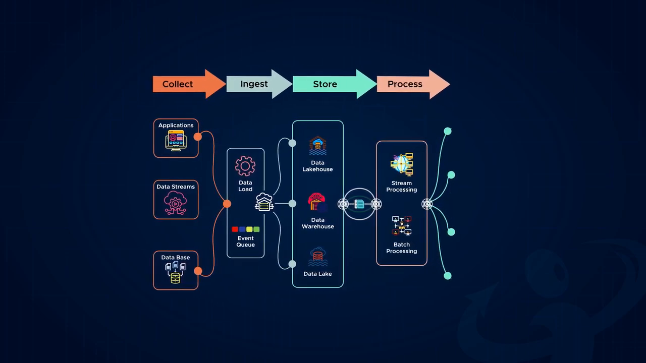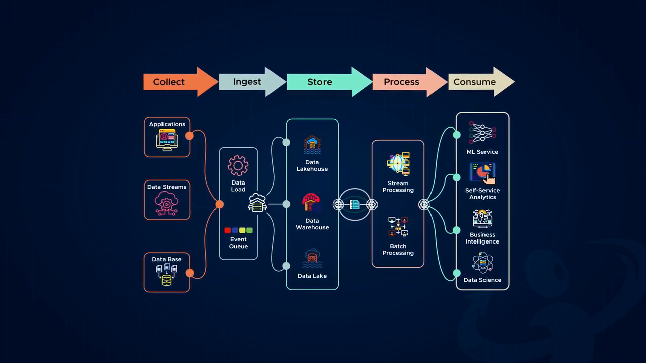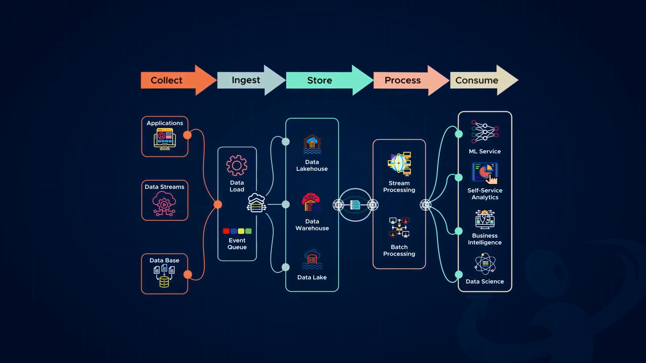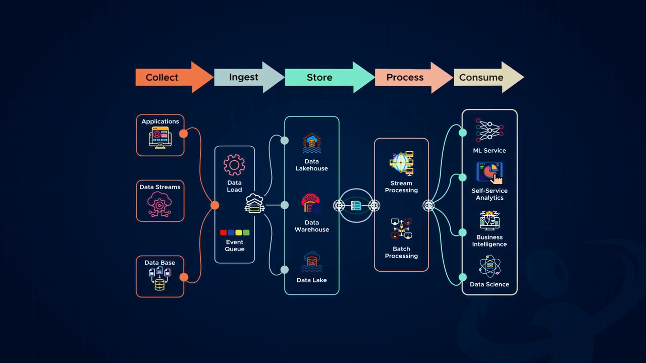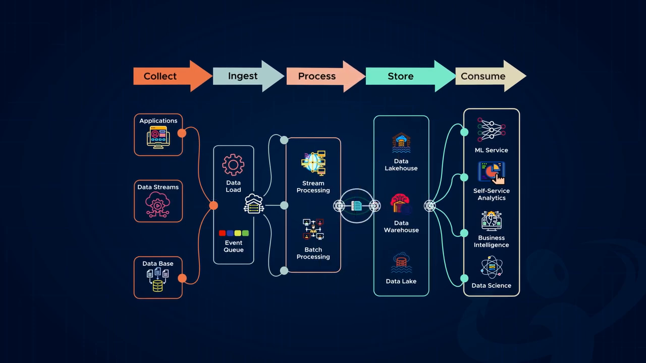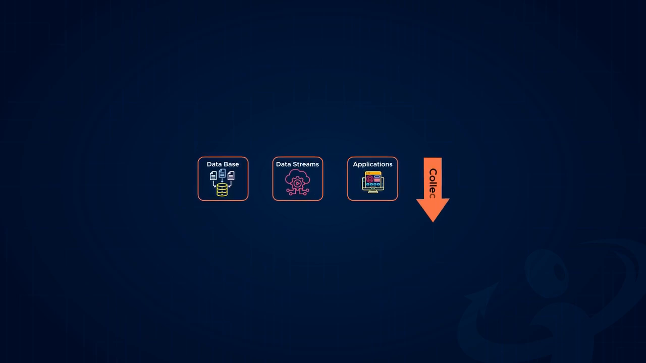The core stages of a data pipeline. A data pipeline typically consists of 5 key stages: collection, ingestion, storage, processing, and consumption. The order of these stages may vary based on the type of data, but they are generally present in every pipeline. Let's begin at the top.